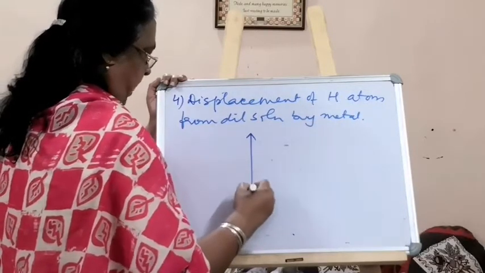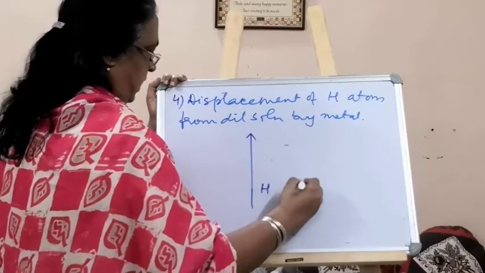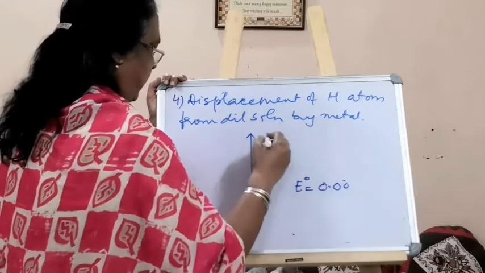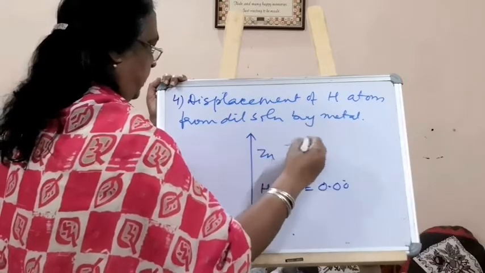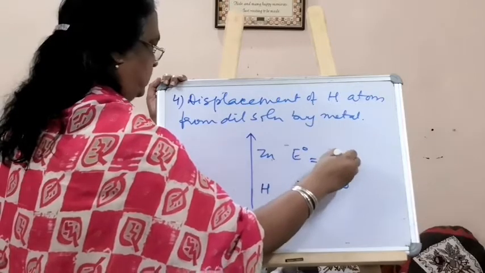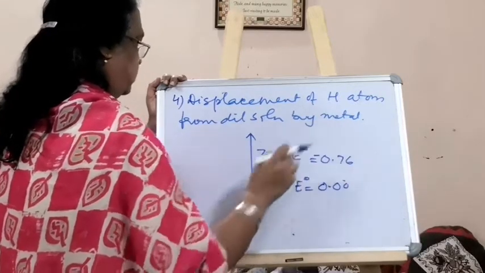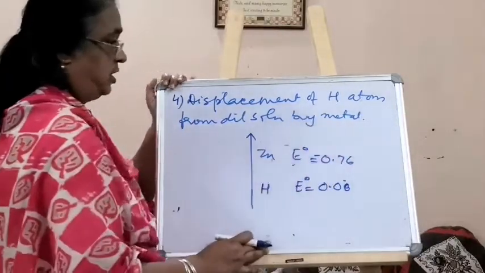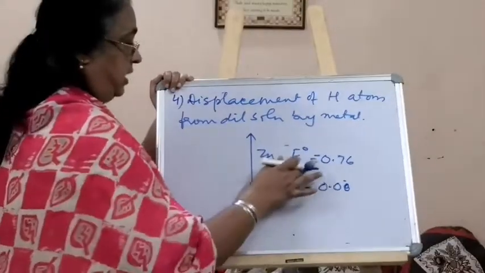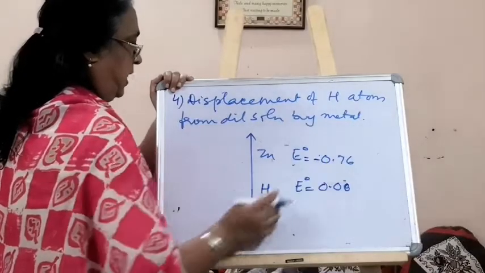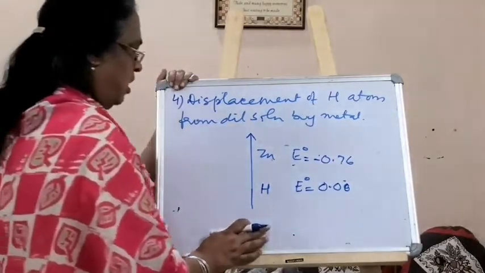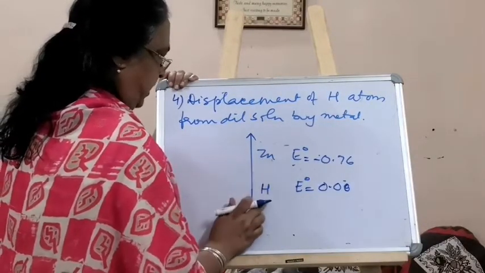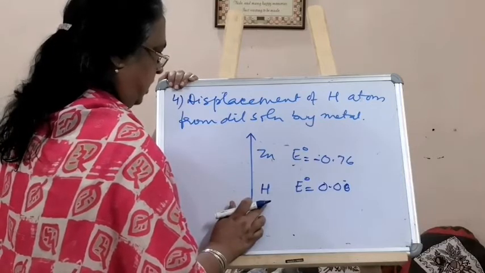So if here is your hydrogen having an electrode potential of 0 volt, and here we have zinc whose electrode potential is minus 0.76, this is a reduction potential. This is also reduction potential, because in the electrochemical series only reduction potentials are mentioned. So in this case, zinc is above hydrogen. Zinc is a stronger reducing agent than hydrogen.